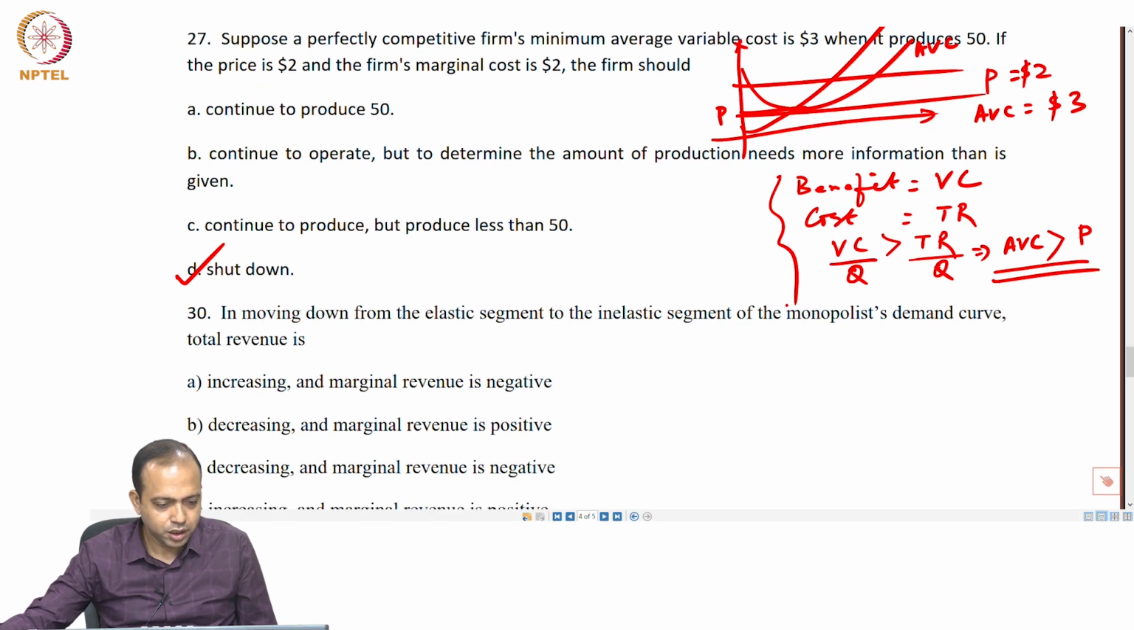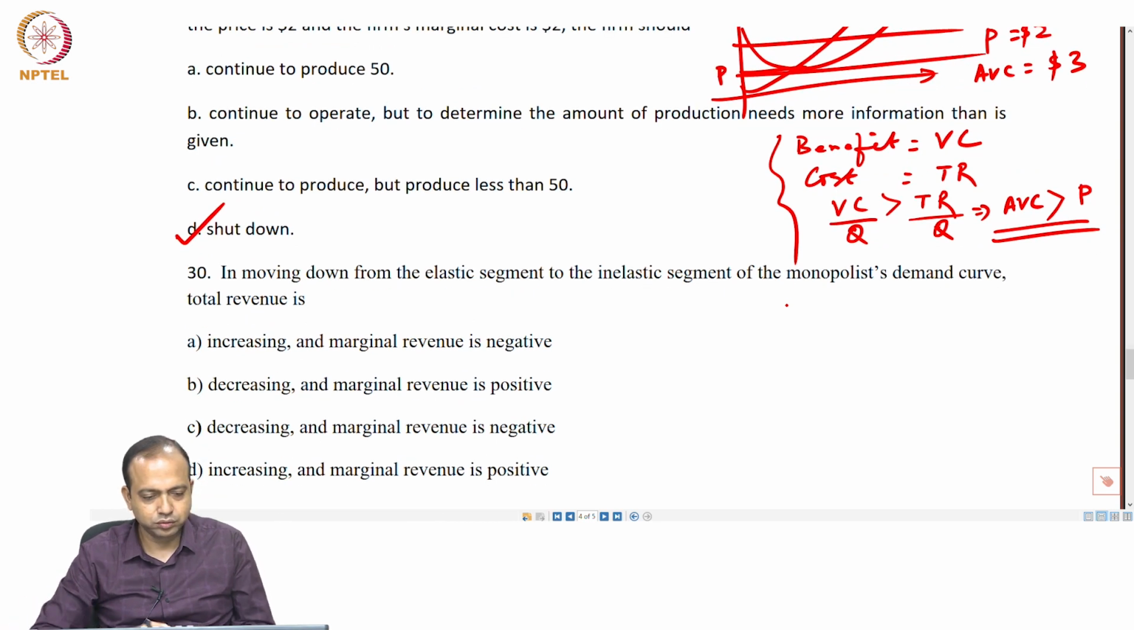Then, in moving down from the elastic segment to the inelastic segment of the monopolist demand curve, total revenue is increasing and marginal revenue is negative; decreasing and marginal revenue is positive; decreasing and marginal revenue is negative; or increasing and marginal revenue is positive.